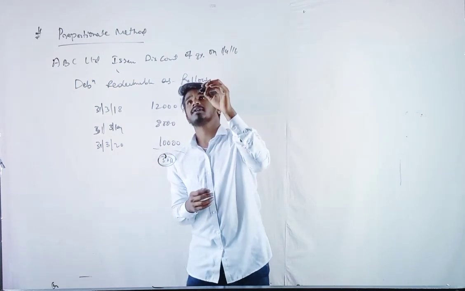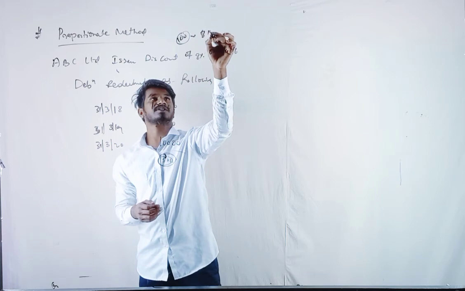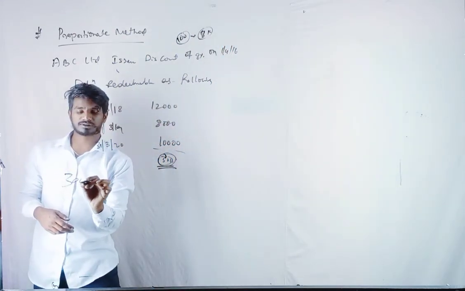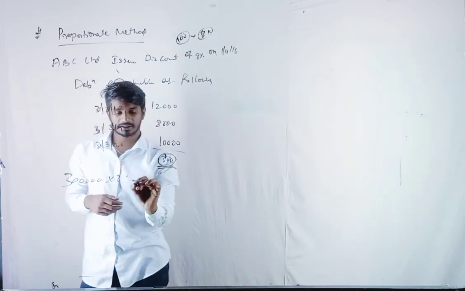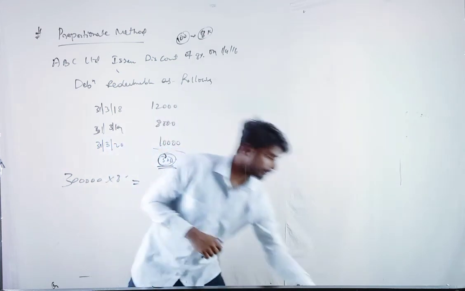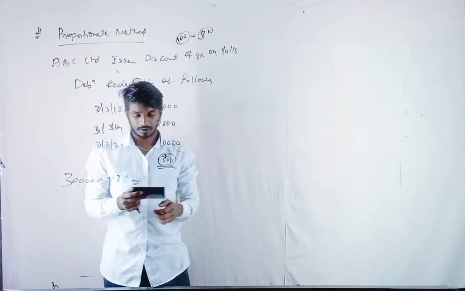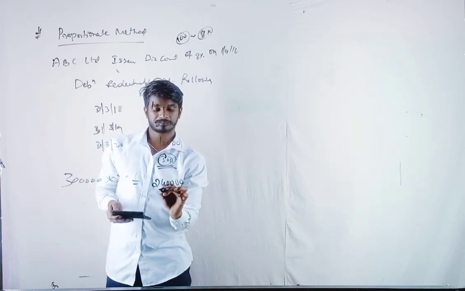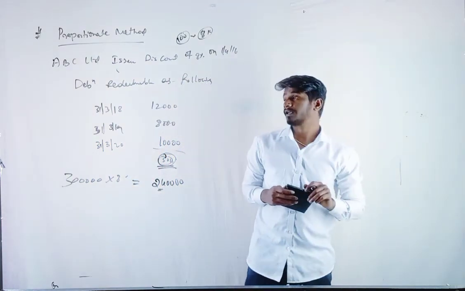We will assume face value is 100, so 8% of face value means 8 rupees. Total 30,000 debentures, 30,000 into 8. How much discount comes out? 30,000 into 8, 2 lakh 40,000. Right.